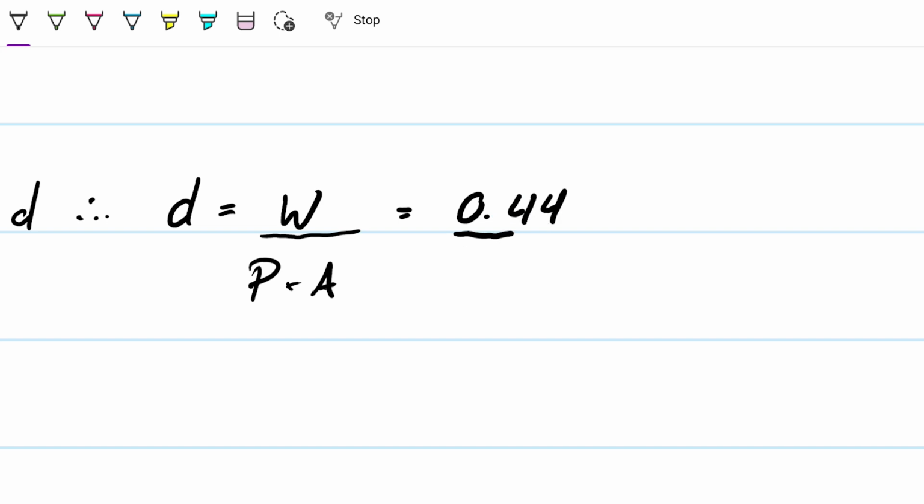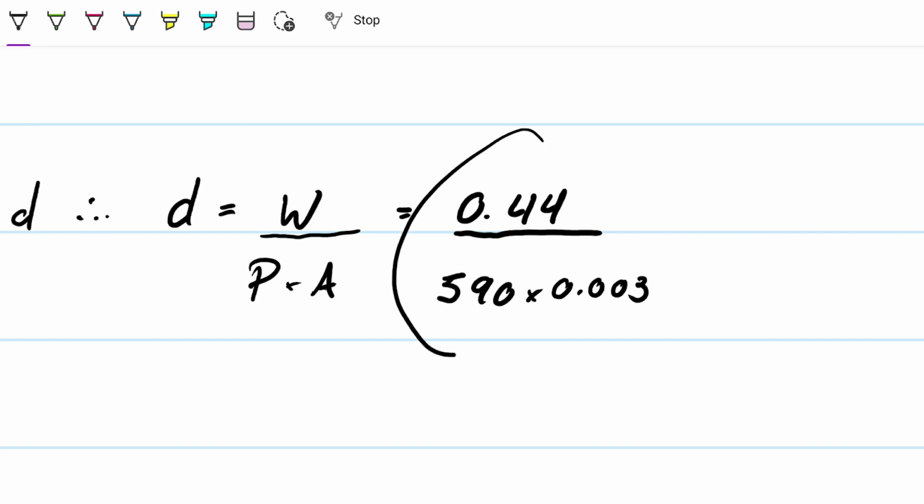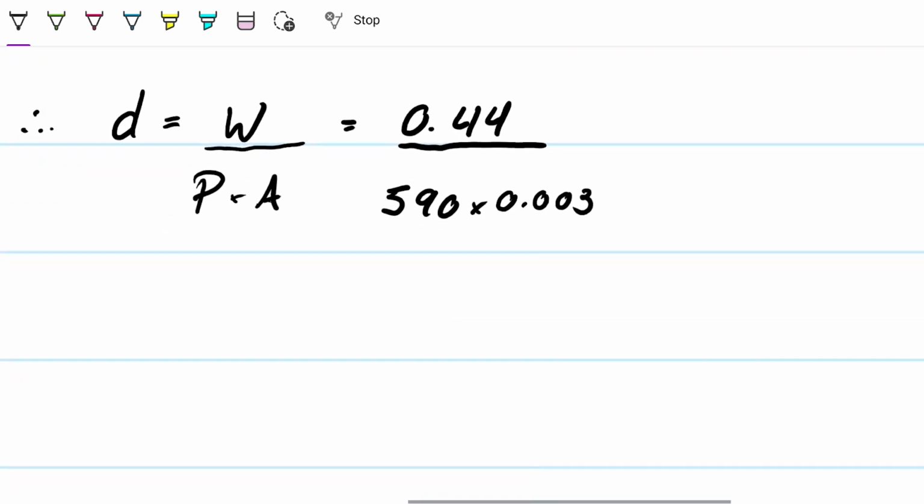0.44. This is 590, and this is 0.003. Okay, if you want to do it in steps, you can do it in steps too. You can get these two guys here by themselves. That's going to give you that the delta V was about 7.45 times 10 to the minus 3. And then you can calculate the distance. But if you want to go ahead and skip steps, we can do this.